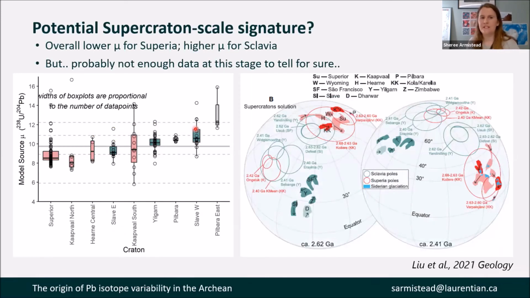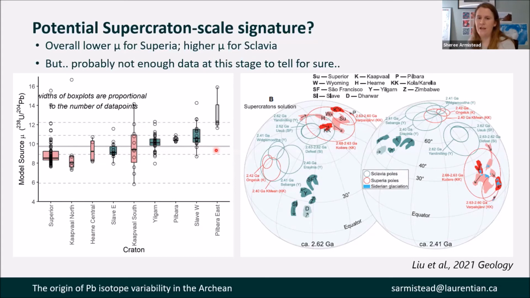And then the question is, is there a potential supercraton scale signature? Here's a figure from Liu et al. 2021, which was recently published, looking at this idea of supercratons versus supercontinents during the Archean. They've got the Superior supercraton here and the Sclavia supercraton here. I've tried to match up the colours here. Generally speaking, there's an overall lower mu for Superior and slightly higher mu for Sclavia. Again, there's probably not enough data here to say for sure whether this is true, but it's something to look into.